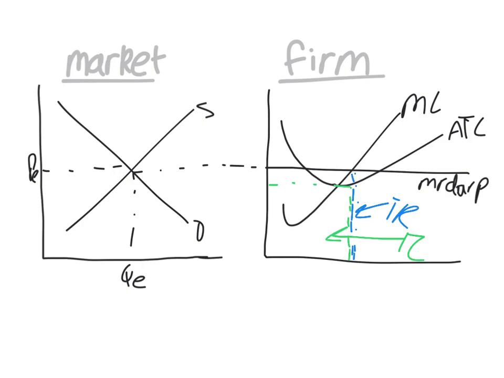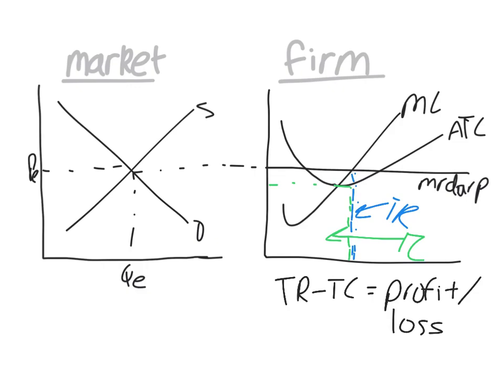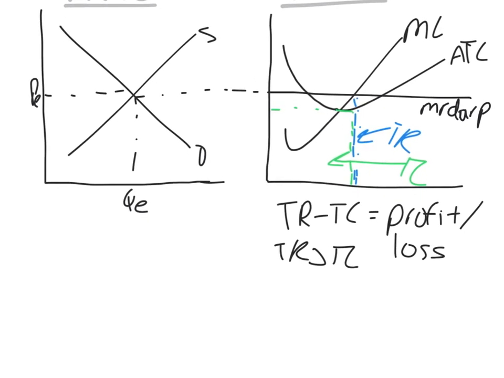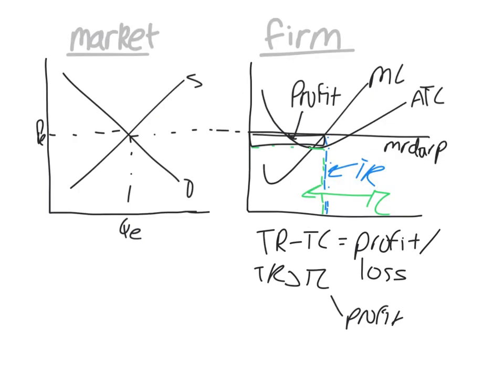So if we subtract total revenue and total cost like this, you get your profit slash loss. And right here, since total revenue is bigger than total cost, we get a profit, which can be depicted by this box here. In the event of a profit, firms will enter the market.